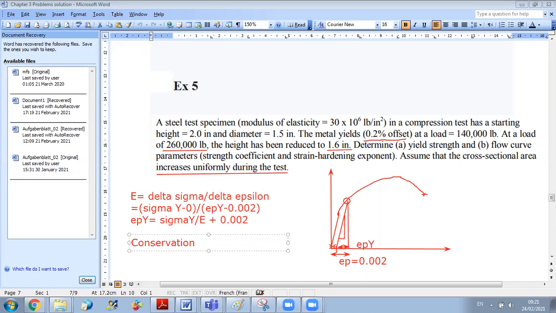Before necking, in general in tensile tests, I have elongation over the whole specimen, so I can say that the cross-sectional area is the same everywhere. After necking, this relation will not apply.